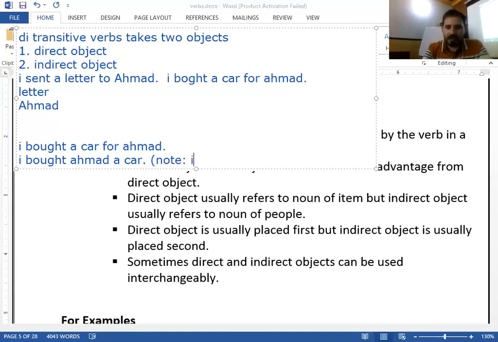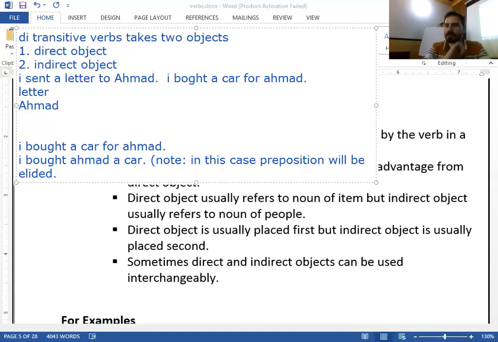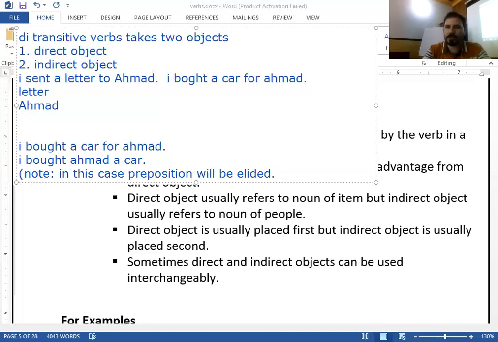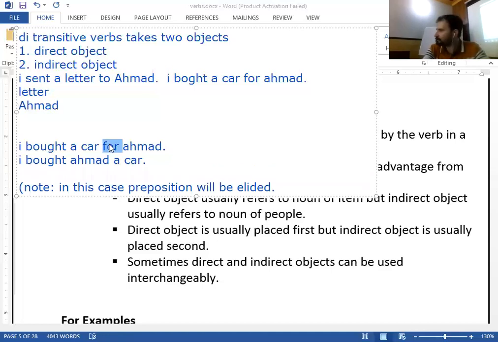In this case, the preposition will be elided. What will not be used? The preposition will not be used. "For" is a preposition. In the first sentence, I bought a car for Ahmad. But can you see a preposition in the second one? I bought Ahmad a car. So the indirect object can be used first, and it is possible, but in this case we will not use the preposition.